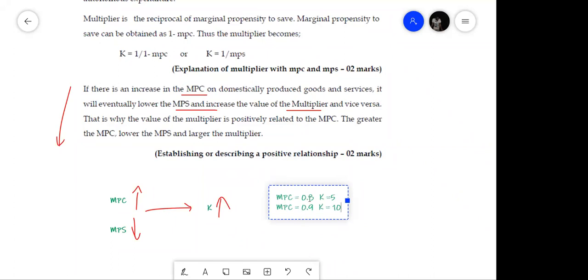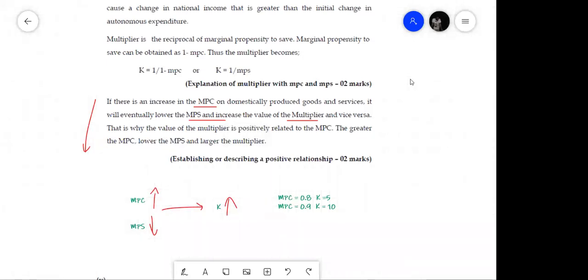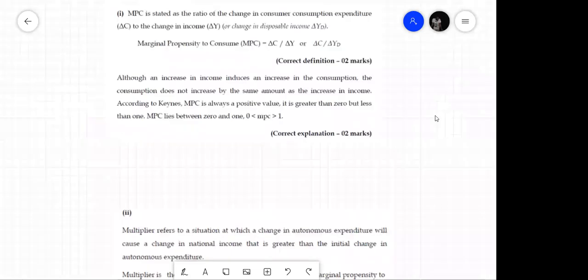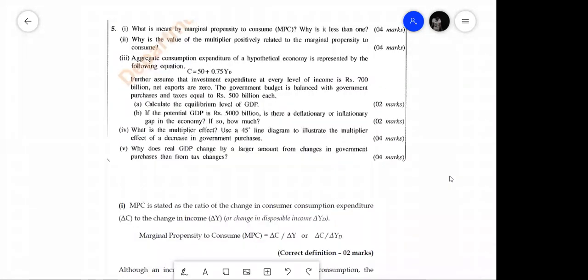So you're showing a positive relationship. MPC increasing, your multiplier also increases. So you can put in some numbers like this and prove your answer as well if you really want to prove it. Okay. So that's about that question. Again, a very easy question.